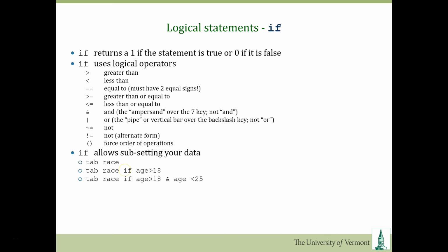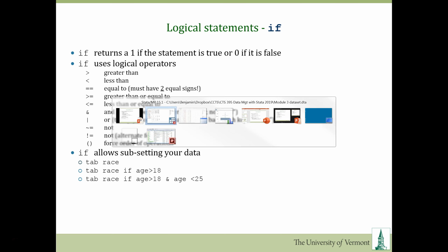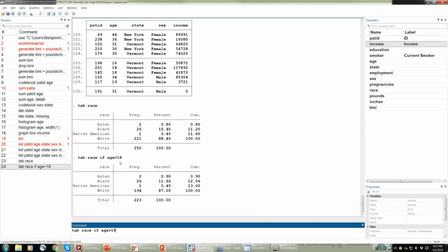Now we can combine these commands. What if we want to look for people who are over the age of 18 but not too old? They have to be below 25. Perhaps we're looking for something like college age people. I once again used the page up command, although I could have also clicked over here and gotten it. You just double click on any of these out of this command history window, and that's pretty handy. Tab race if age is greater than 18 and age is less than 25.